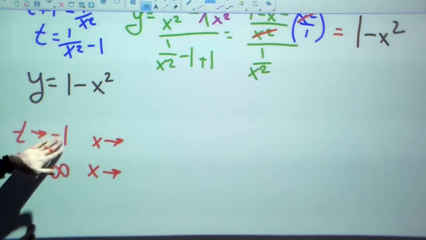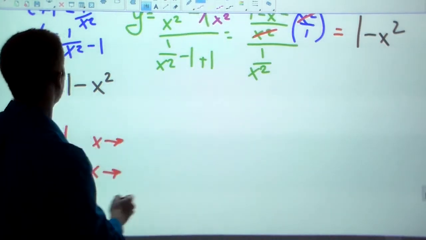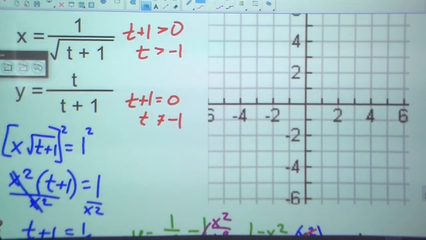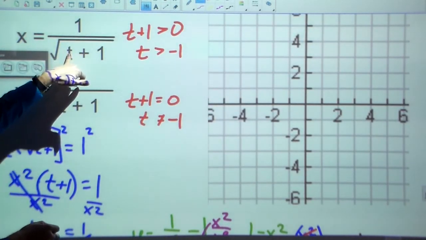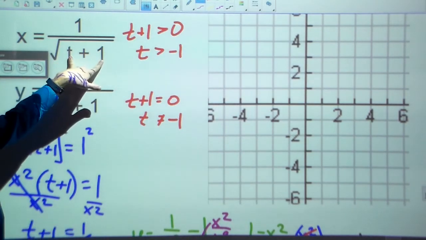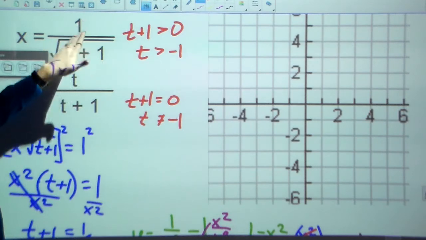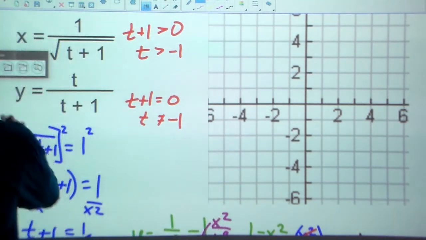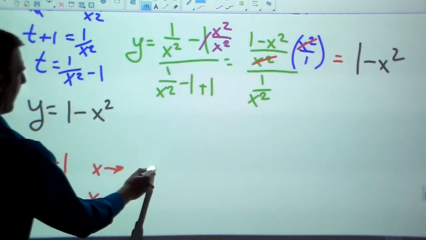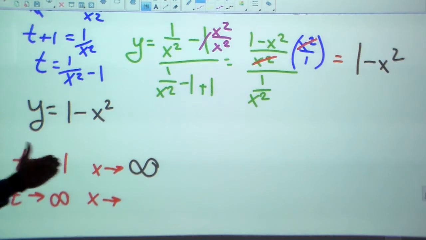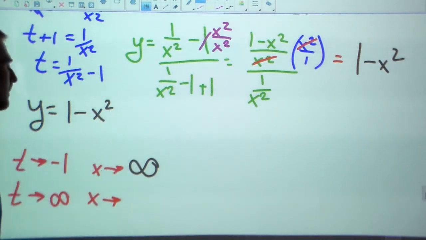All right, so let's play it out. Let's see what happens if we go back to the x equation, right here. And if I put in -1 for t, -1 plus 1 is 0. And 1 divided by 0, I know I can't do it, but if I could, it'd be infinity. So that's what x is going to be doing. It's going to be approaching infinity as t is getting close to -1.